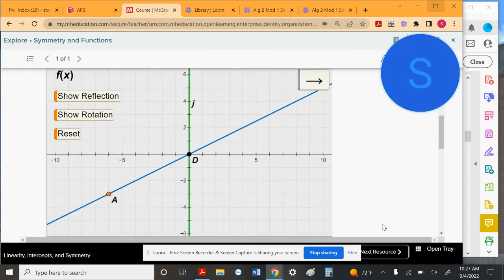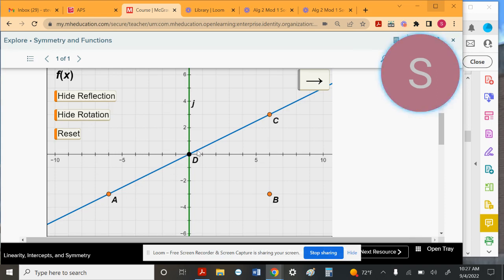So show reflection, show rotation. So we're going to look at reflection. Of course, reflection just means that here's my line or my mirror, and right across from that mirror, I have a point that's equidistant from A. Show rotation.